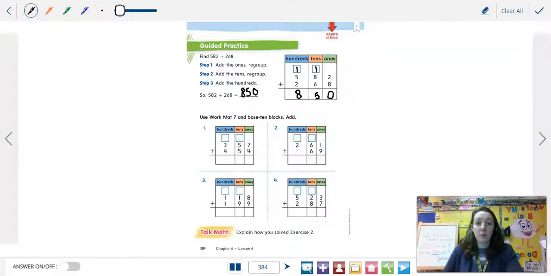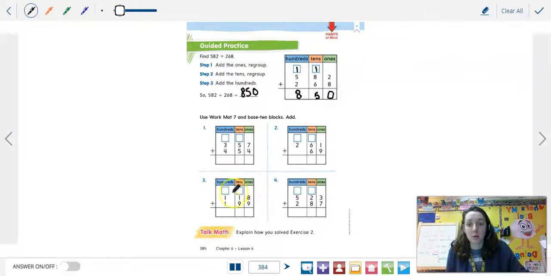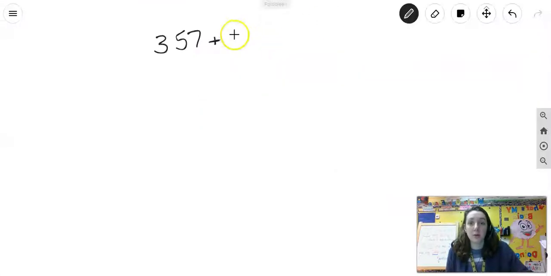So let's do this one with a whiteboard and then come back and do it with the standard algorithm. I remember that's what this is called when it's like this. So we have 357 plus 454. All right, so we put that right at the top.